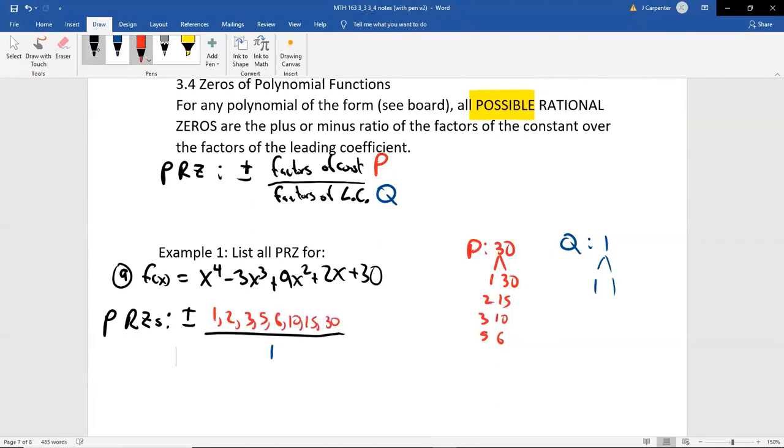Obviously, we don't want to leave anything divided by 1. Dividing by 1 just keeps all those whole. So it's plus or minus 1 comma. I'm actually going to do these divisions. 1 divided by 1 is 1. 2 divided by 1 is 2. 3 divided by 1 is 3. You get the idea. 5, 6, 10, 15, and 30.